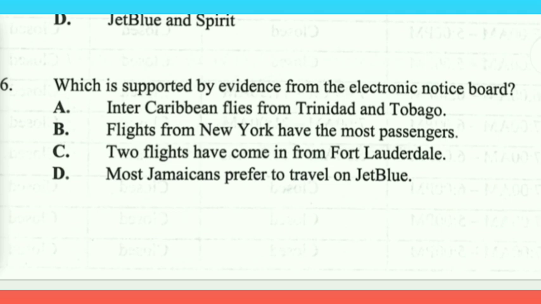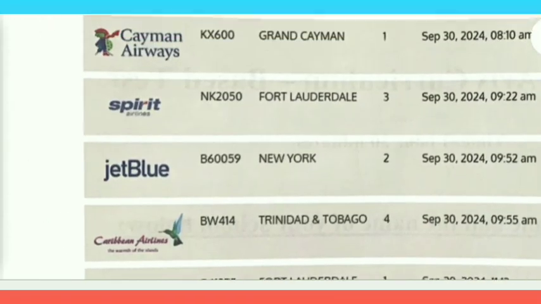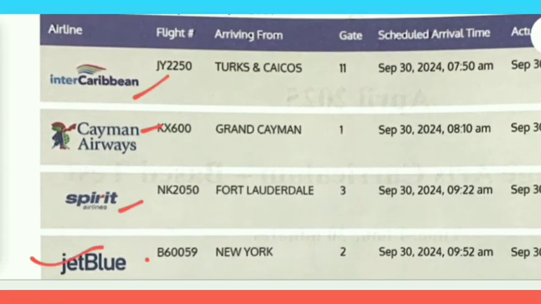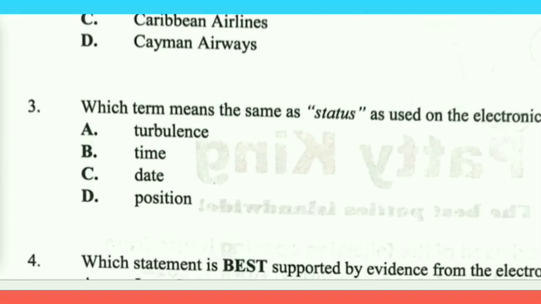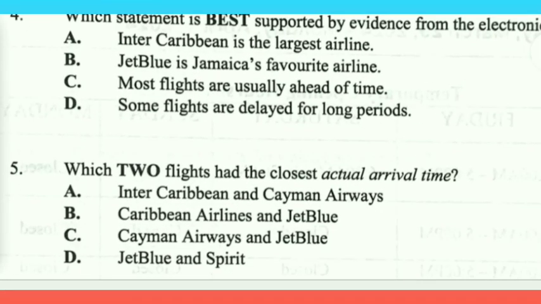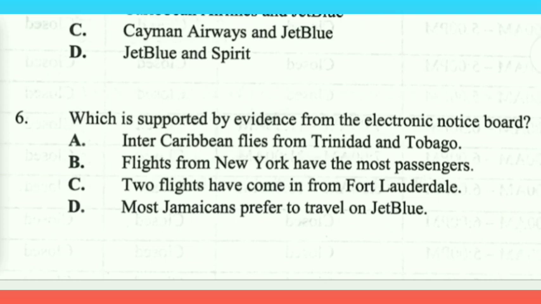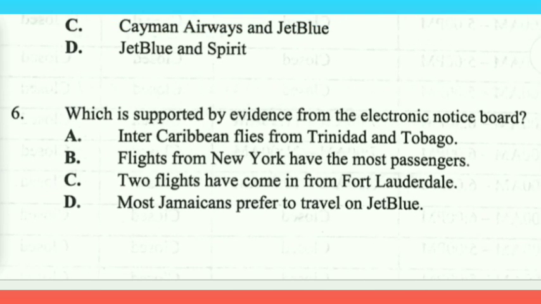Let's look at A, which says the Inter-Caribbean flight comes from Trinidad and Tobago. Let's look at where Inter-Caribbean flies from, which is arriving from Turks and Caicos. So we know it's not A. Inter-Caribbean comes from Turks and Caicos, not Trinidad and Tobago. Number 6 we were looking at. So we know it's not A, not D, not B. So we know it's C.